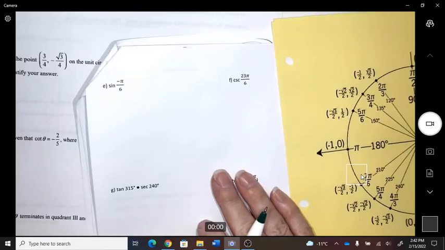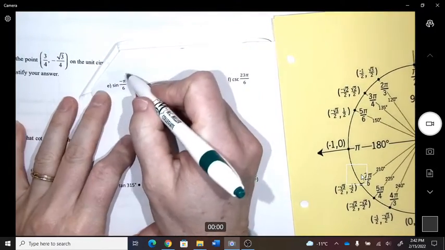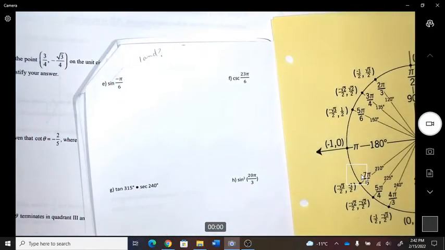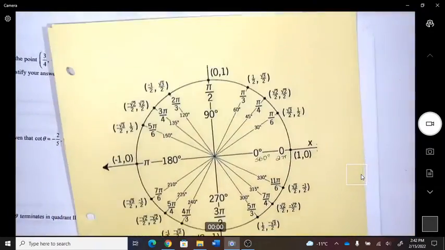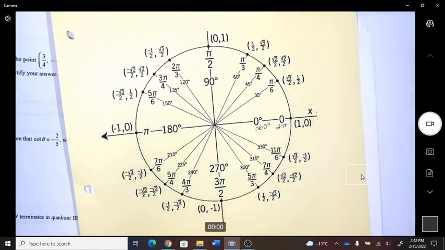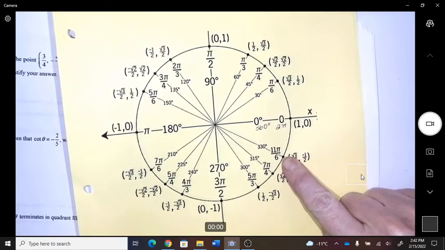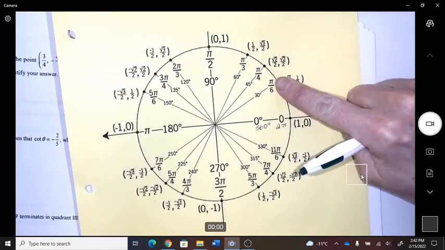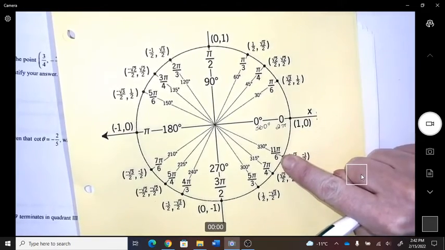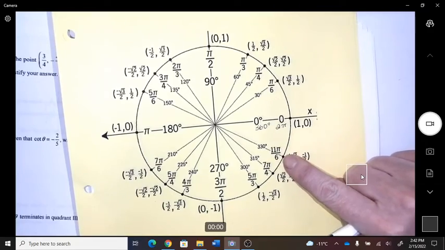Where do you land? Negative pi over 6. Anybody know where I would put my finger on this circle? Negative pi over 6. Oh, why? Because you're going backwards. You're going down. So think about going pi over 6 forward. Can you do that motion? Backwards. That way. Is that okay? Negative pi over 6. So I'm here.